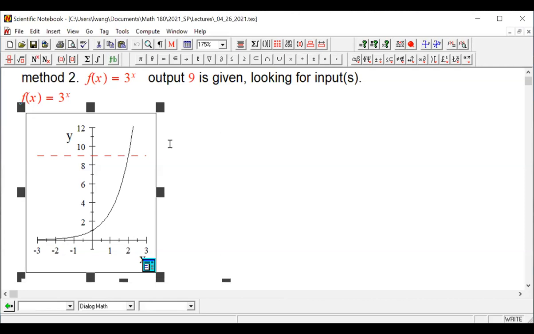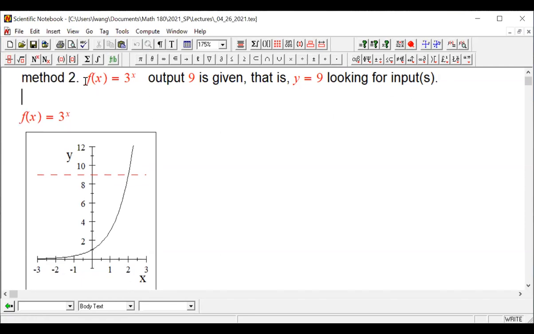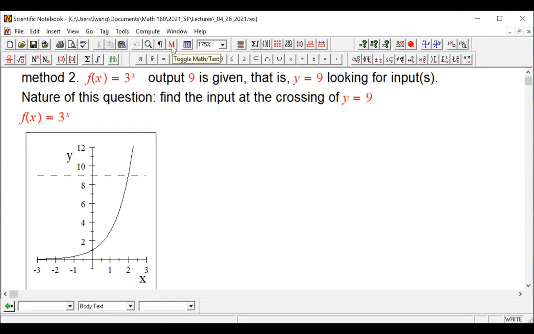Remember the vertical cut, horizontal cut we did in quadratic? Do you guys remember that? When the output is given, we are basically told the horizontal line y equals 9 is given. So the nature of this question is to find the input at the crossing of y equals 9 and f of x equals 3^x. Could you please write that down?